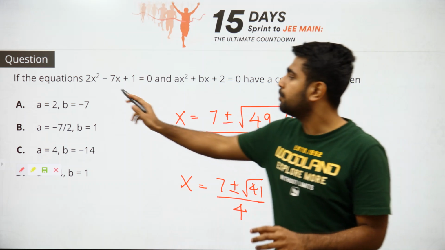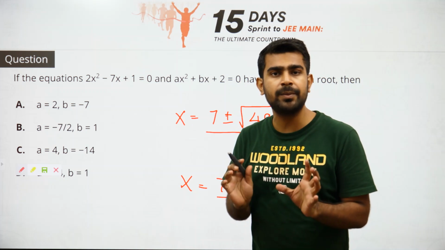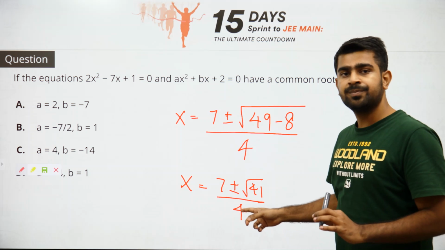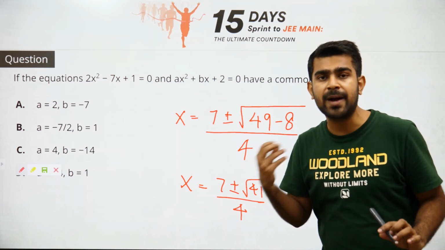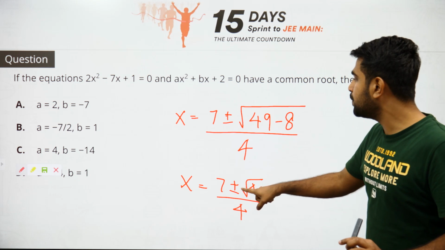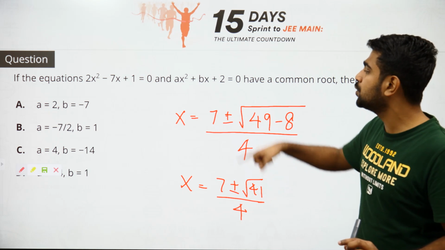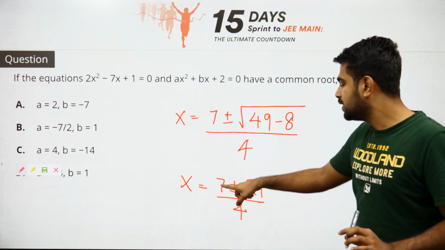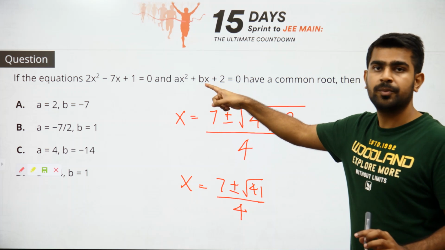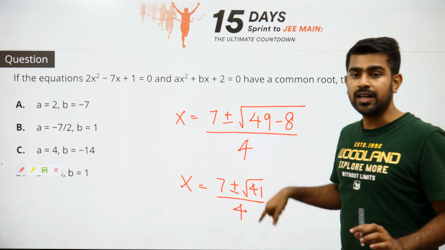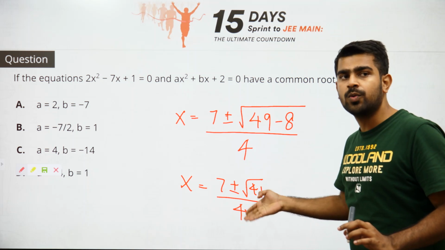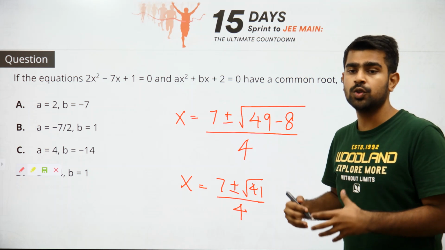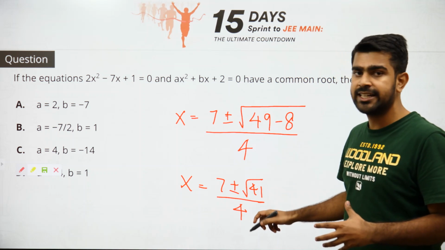And moreover, my a, b and c are all real numbers. So if an irrational root occurs, then it is obviously going to occur in pairs. If I say 7 plus root 41 is a root of this, because they have a common root, if one of them is a root of this equation, then the other root also should be the other one here.